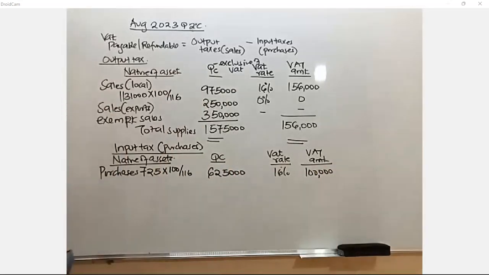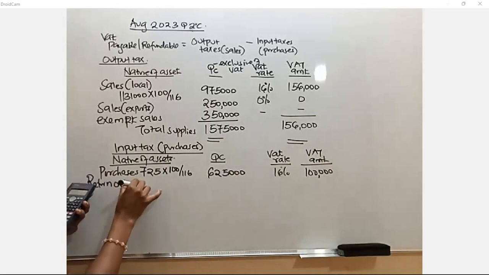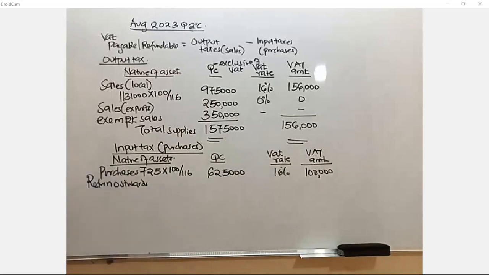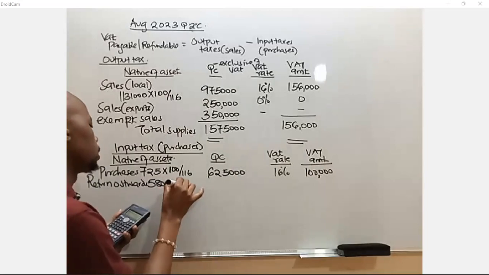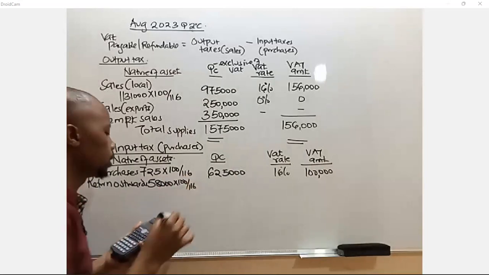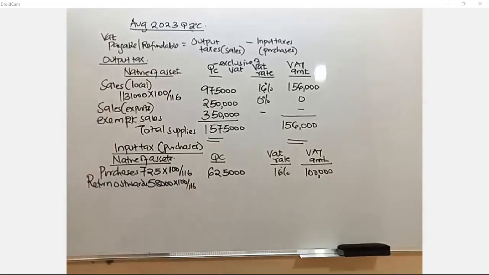Next, we have things like return outwards, right? You know very well, the return outwards normally reduces your purchases. So how much is this? Return outwards, we have 15,000 times 100 over 116. Just give me 1 minute, I make a call and then we continue.